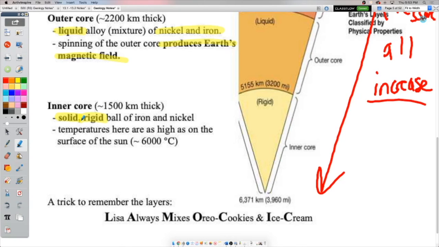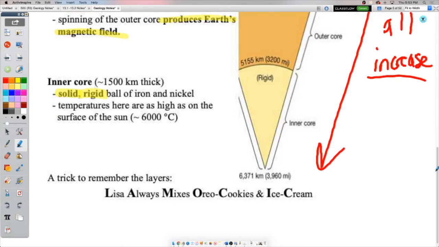So I use a trick to help me remember the layers because these are not in your data booklet, so you do kind of have to know them in order. But I use the saying, Lisa always mixes Oreo cookies and ice cream, right? For lithosphere, asthenosphere, mesosphere, Oreo cookies is outer core, ice cream is inner core. Realistically, I'm sure you can probably remember inner core, outer core. Those are hard to mix up. And so then it's just Lisa always mixes Oreo cookies and ice cream.